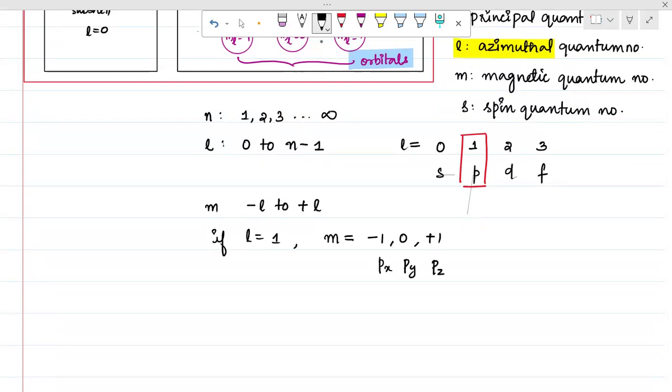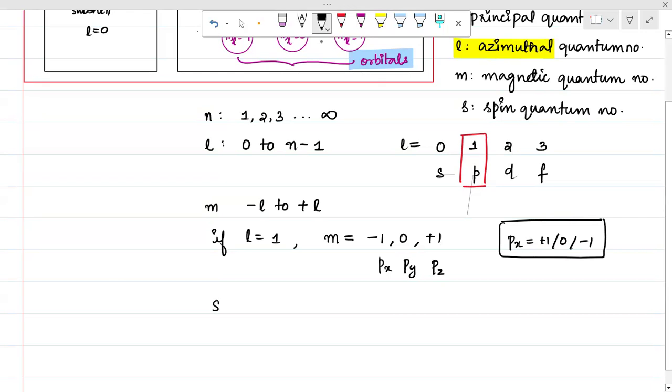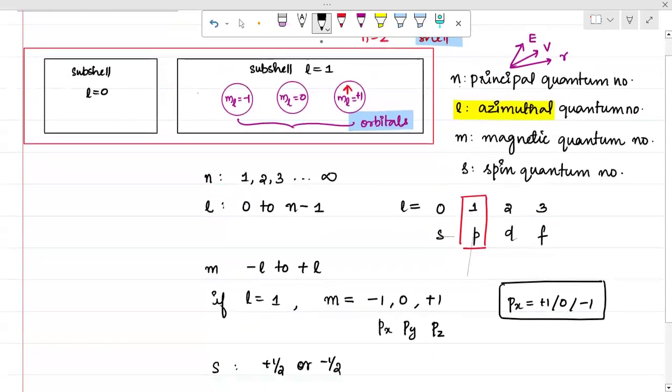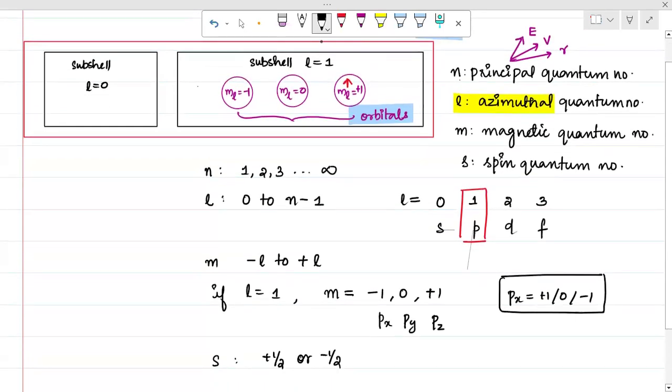Okay. We cannot notate whether Px is equal to plus 1, 0, or minus 1. It is not fixed. This is not defined. Px can take any value. It can be plus 1, it can be 0, it can be minus 1. Okay, so I hope you have got that. And finally, we said that there is the last quantum number, which is the spin quantum number. Each electron has a spin of plus or minus half. Okay, so this is the summary of what we learned in the previous session. It was all about quantum numbers.